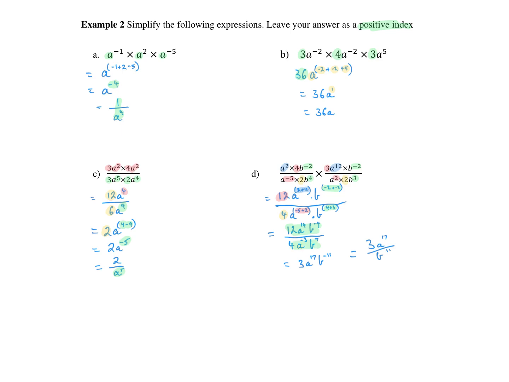So if I move into the final answer, 12 over 4 is 3. a to the 14 over a to the minus 3. Subtract 14 minus a minus, which is a plus. So 14 plus 3 is 17. And I've got -4 minus 7 is -11. So again, to express as a positive index, we'll bring that b expression down into the denominator.